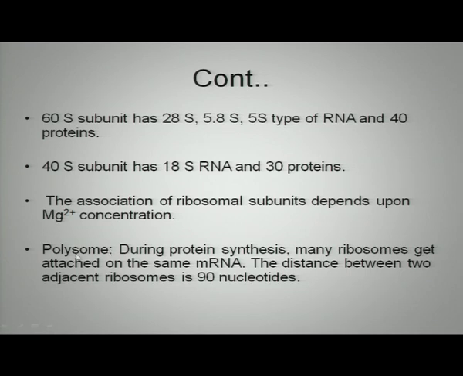Now here comes the term polysome or polyribosome. What is meant by a polysome? Poly means many, some here means ribosome. So it is an association of many ribosomes on a messenger RNA, and it is formed at the time of protein synthesis. Now, the distance between two adjacent ribosomes in a polyribosome will be 90 nucleotides apart.